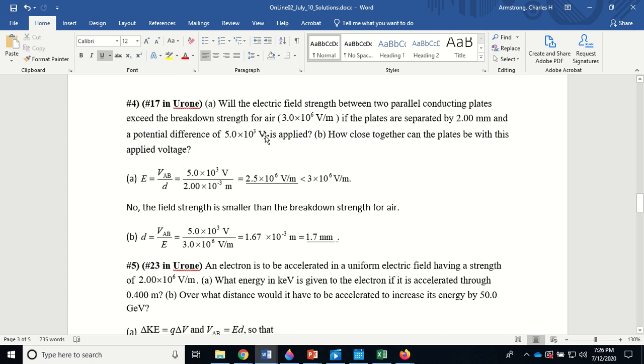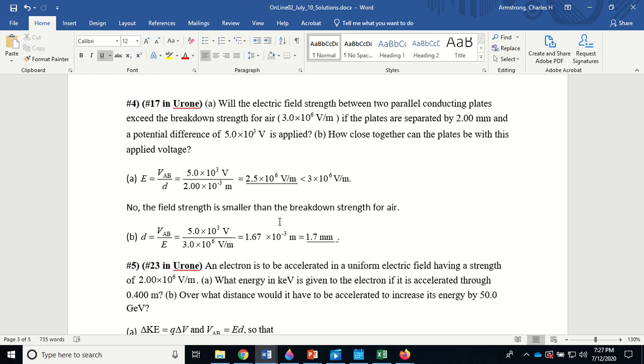We have this voltage difference. We have this distance between the plates. Well, the electric field equals V_AB, the voltage between those two plates, divided by the distance between them. So you've got your 5,000 volts, 5 kilovolts, 5 times 10 to the third volts, divided by the 2 millimeters, 2 times 10 to the minus 3 meters. We get 2.5 times 10 to the 6 volts per meter, which is less than 3 times 10 to the 6 volts per meter. So no, the field strength is smaller than the breakdown strength for air. So it would not break down in that case. The air would not turn into a conductor because the electric field is so large.